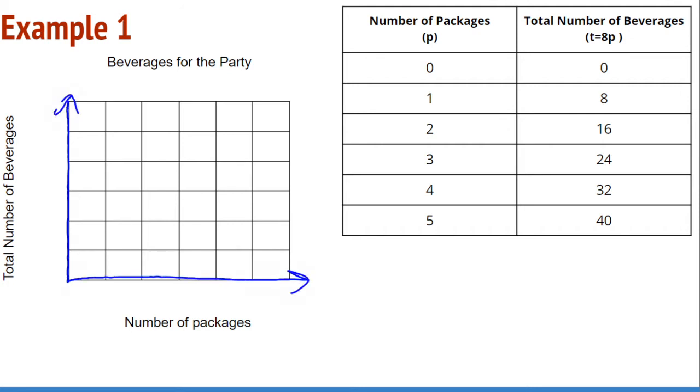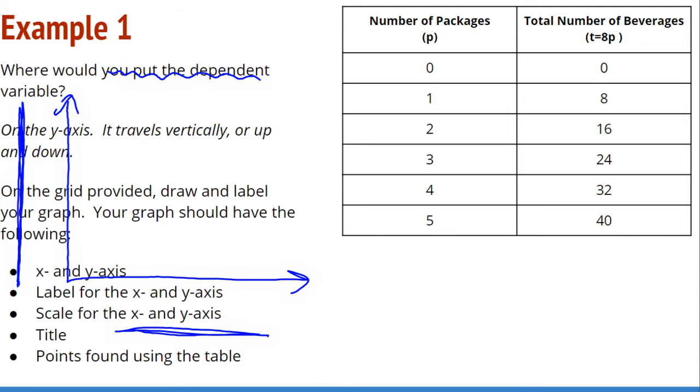And you can see that I have labeled a title for my X-axis, the number of packages. You can see that I have put a title for my Y-axis, the total number of beverages. You can see that my entire graph has a title, Beverages for the Party. So I have taken care of several of the things off the list here.